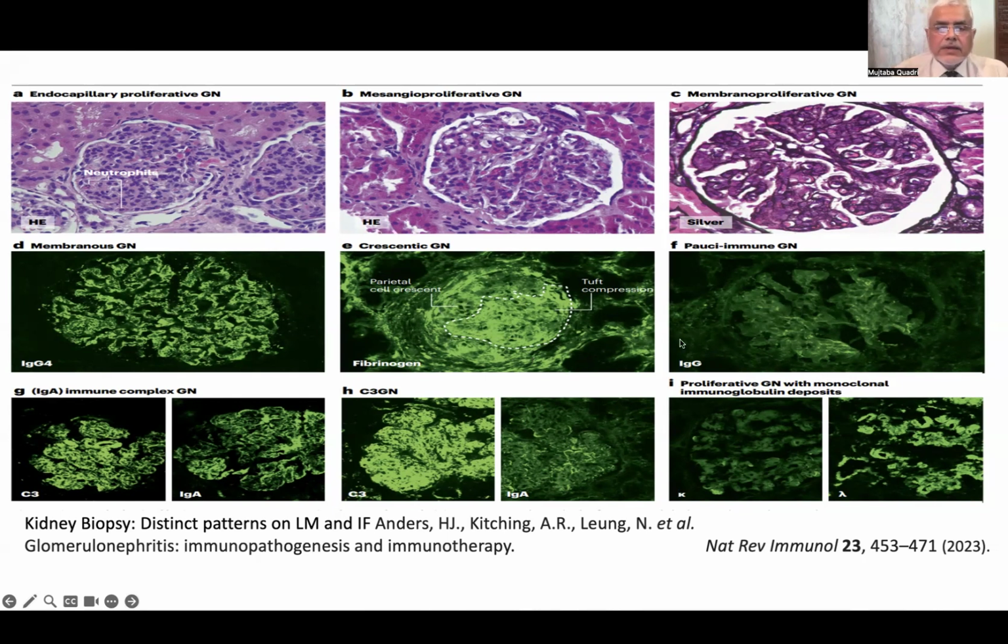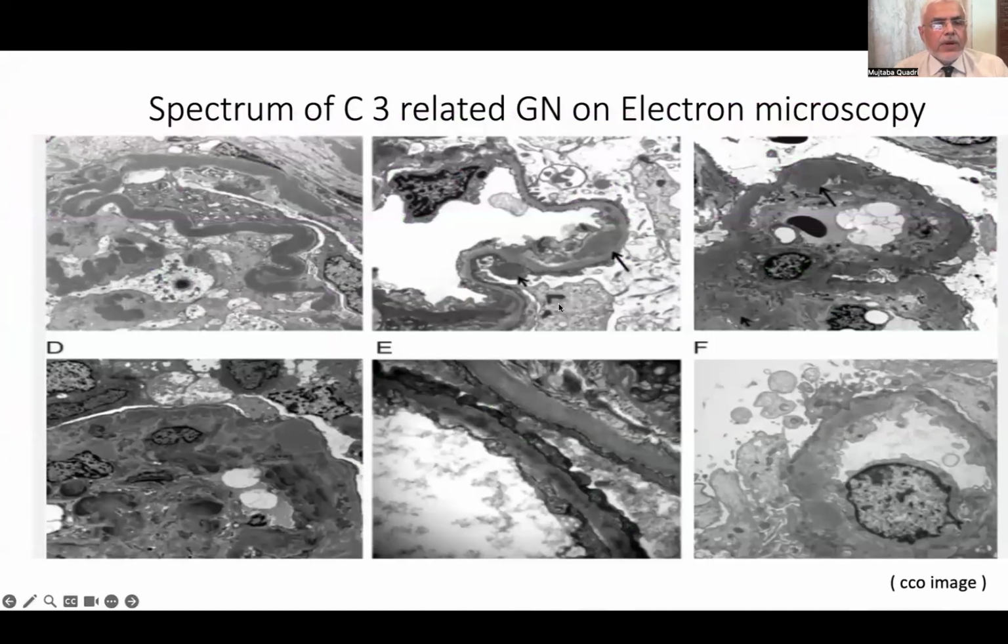pauci-immune GN, not very prominent, but the C3 and IgA in various degrees are prominent. If it's C3 GN, C3 is more prominent. If it's IgA, IgA is more prominent. And similarly, the kappa and lambda light chains may be stained and seen on immunofluorescence. And likewise, the corresponding changes with electron microscopy include loss of epithelial foot processes or various forms of subepithelial humps, or subendothelial humps that you can see in post-infectious GN.